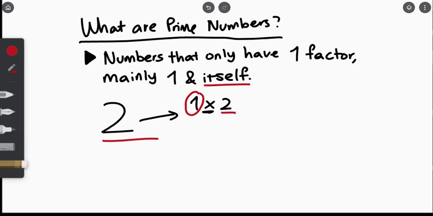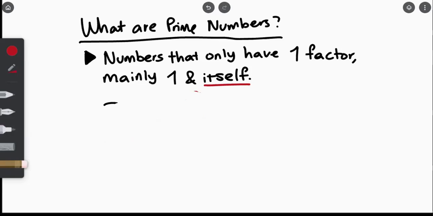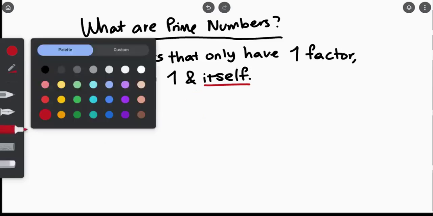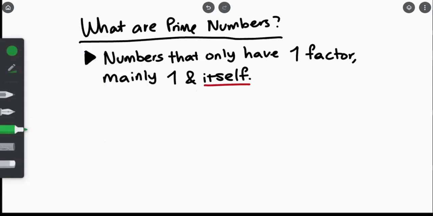So let's list the prime numbers that are lesser than 10. What prime numbers do we have that are lesser than 10? We have 2, 3, 5, and 7. Lesser than 10 will be like that only.